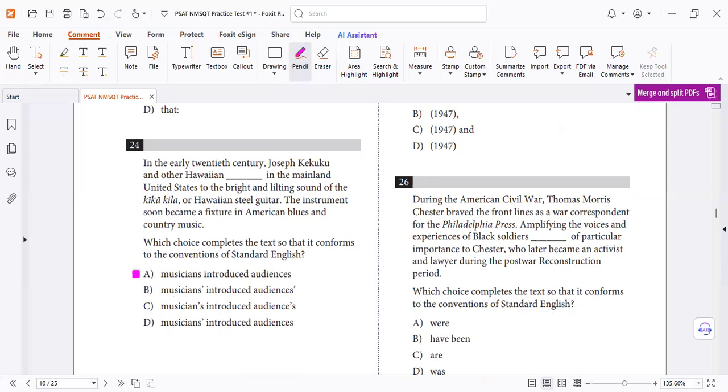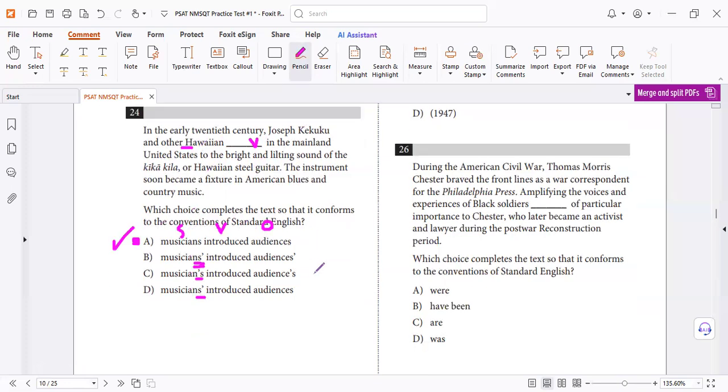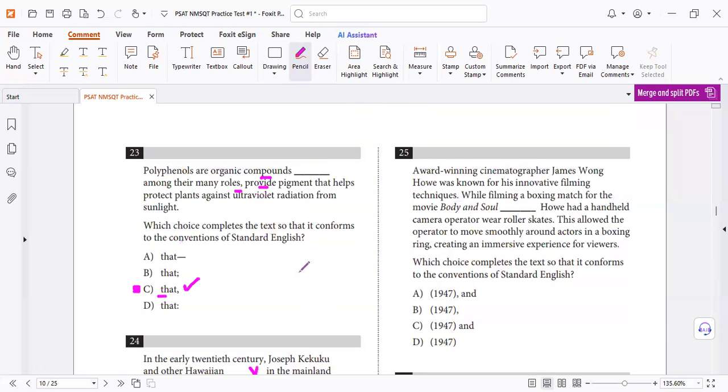It must be letter A. Why? Number one, we don't need any possessive structure here. So why do we have an apostrophe? Wrong. Because we are not talking about the audience of musicians. Here we need subject. Here we need verb. So Joseph and Hawaii musicians introduced. So subject, verb, and an object. So letter A correct. 25.